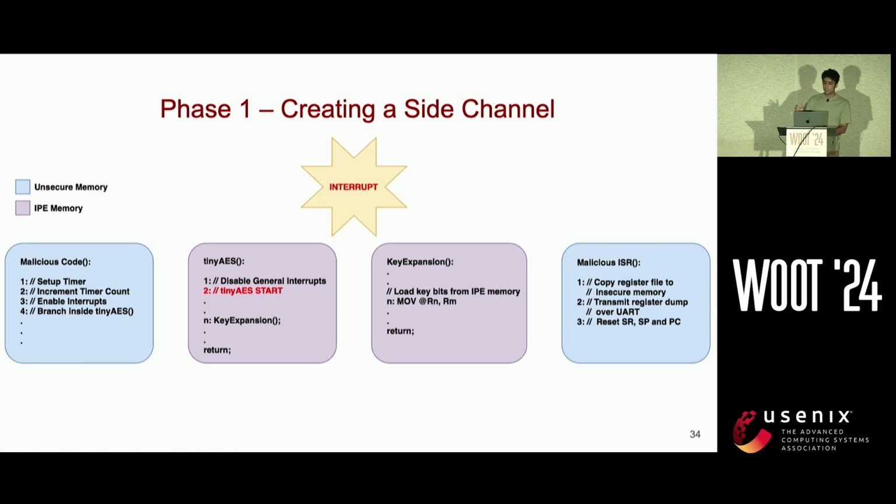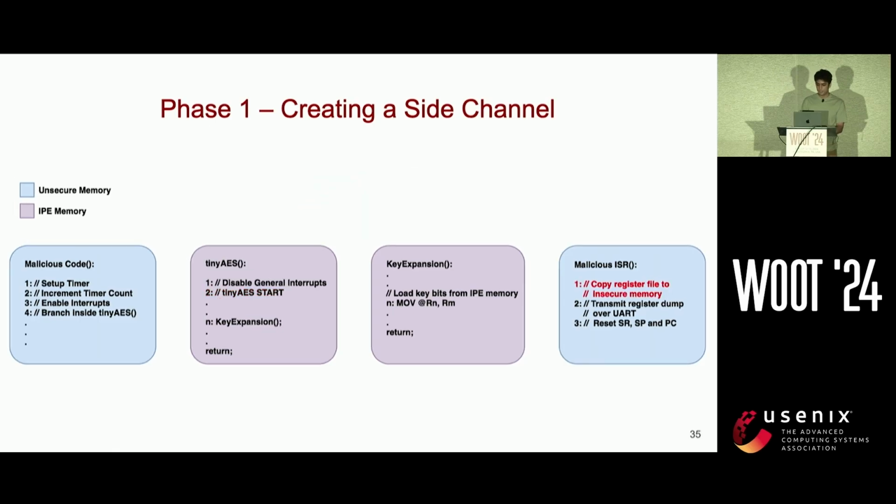Then the timer module kicks in to interrupt the CPU, and the program control passes to the malicious interrupt service routine residing in the unsecure memory thanks to a fixed interrupt vector table memory section. The ISR copies the register file to some unsecure memory region, then transmits the register dump in the unsecure memory to the adversary's machine using some sort of serial communication. In our case, we used UART.